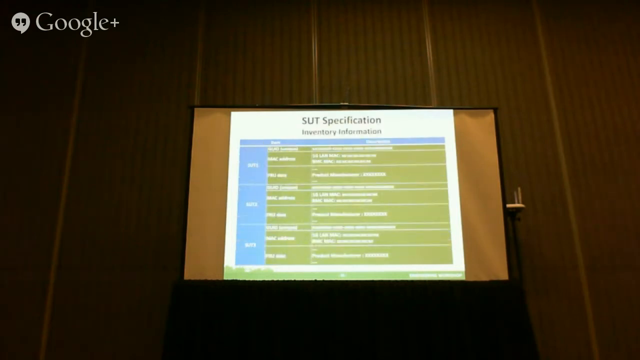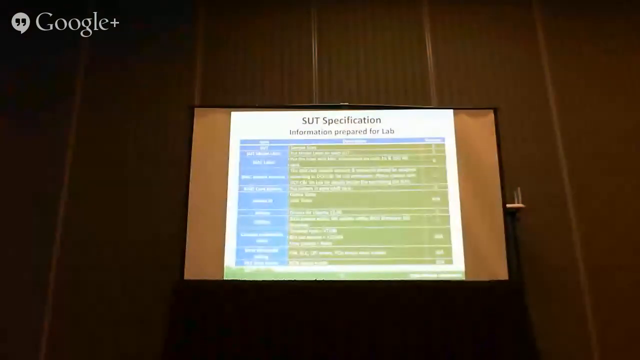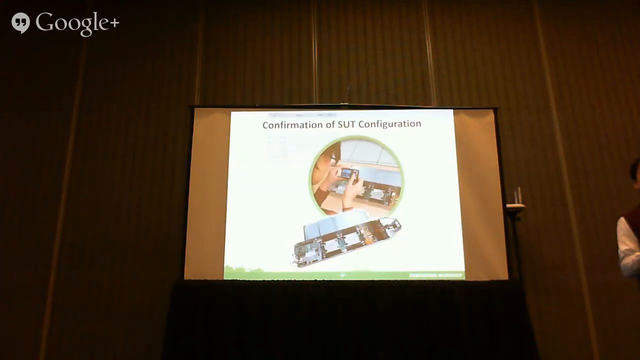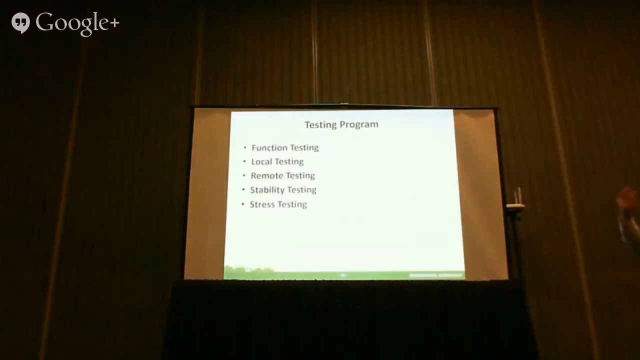And we have some individual information that should be filled in, and we have some requirements. For example, the BMC default account password should be assigned by OCP testing data. Just for your reference. And as I mentioned before the test, we have a system inspection. We take pictures and compare with the document to make sure that we have the server with the correct configuration. So this is the system inspection. And then we perform the test.